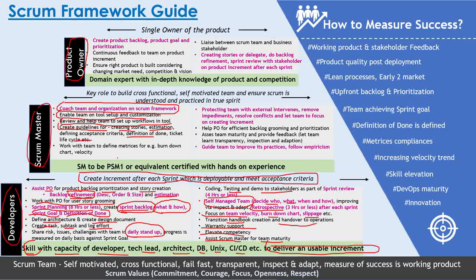He will also work with the team to define the metrics. There are different metrics in Scrum: burn down chart, burn up chart, velocity, cumulative flow. There are so many metrics there.